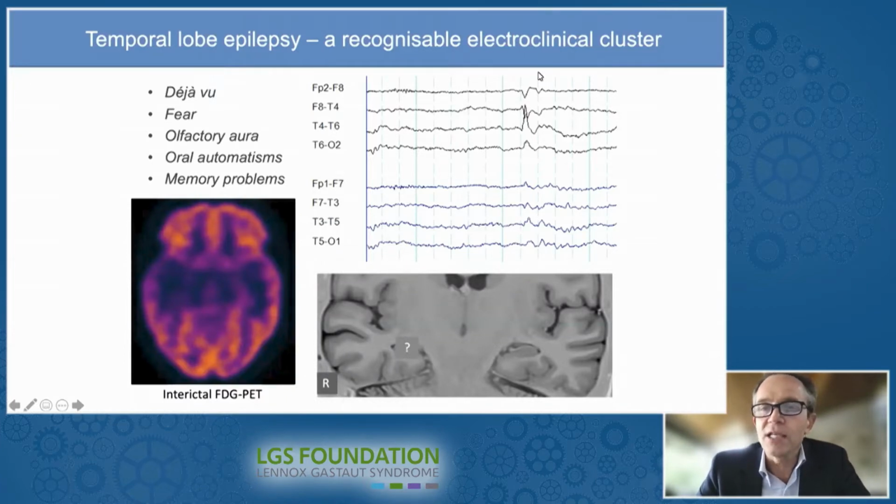The EEG shows spikes over the relevant region of the temporal lobe. Imaging may or may not show a structural abnormality in the medial temporal regions. And functional imaging, such as PET, shows hypometabolism in the temporal lobe, consistent with its impaired function.